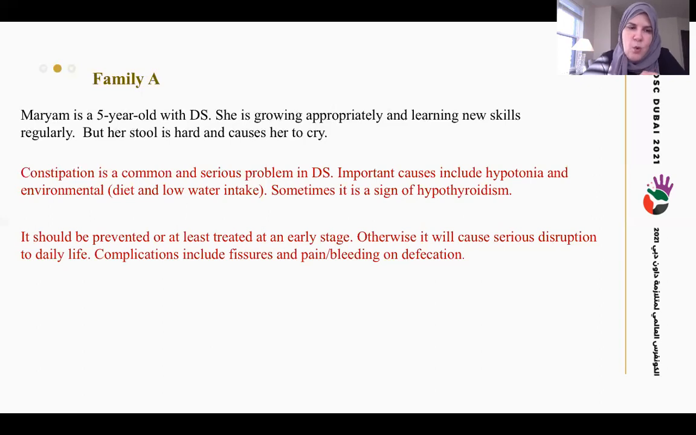Okay, why do we need to prevent it? Because we don't want to go into that vicious cycle, and once we go into it, it starts to disrupt your daily life. And so with every visit to the clinic, I ask the parents about the consistency of the stool, how many times the child goes, is there any crying, any pain, and I examine the child to make sure there's no early signs of constipation. And I always give them dietary advice how to avoid it in the first place.